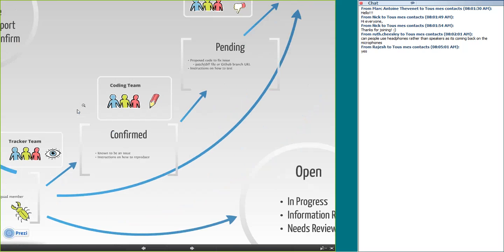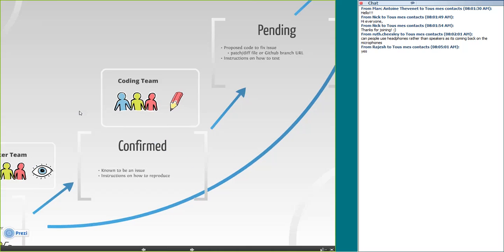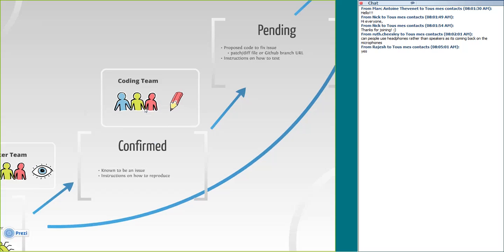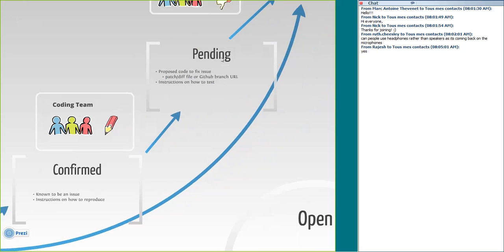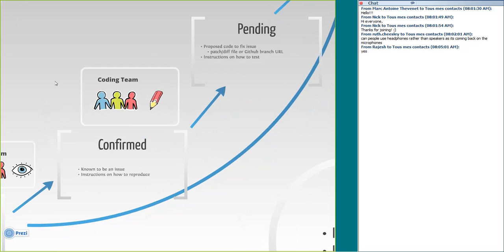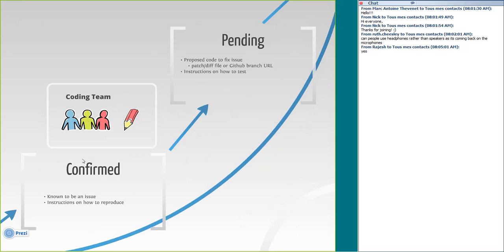So at this point in the process, the coding team would take over. Their job is to look at confirmed issues and to write code to fix them. So their job is to move things from a confirmed status to a pending status. Pending means that there's a proposed fix for the issue. So if you're on the coding team, your primary focus would be to look at the confirmed issues and try to move them from there to pending.